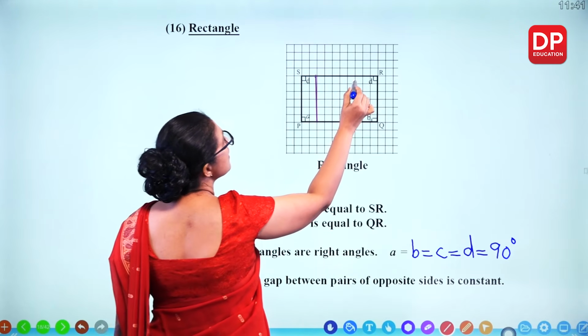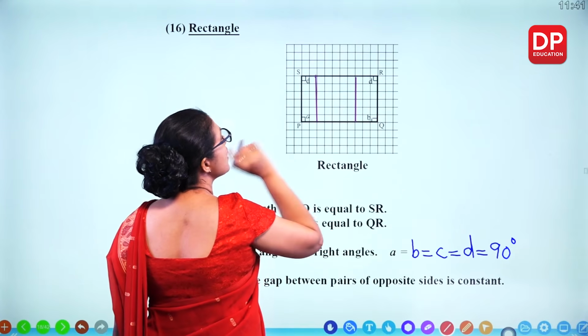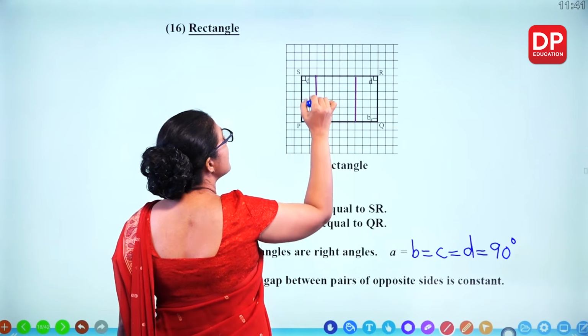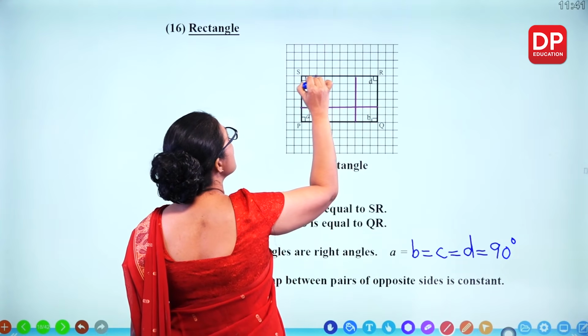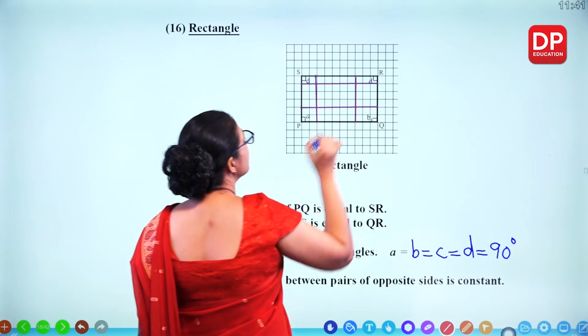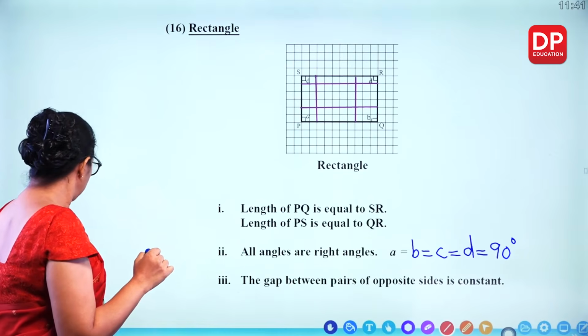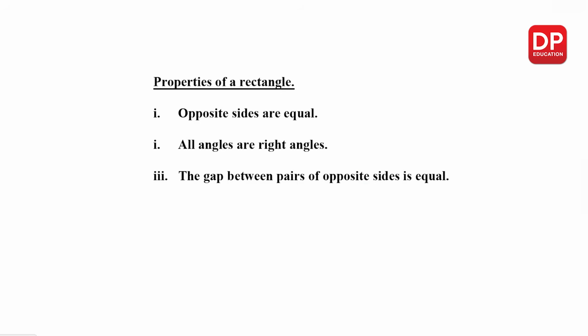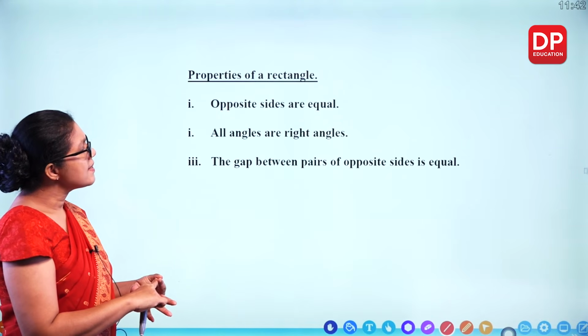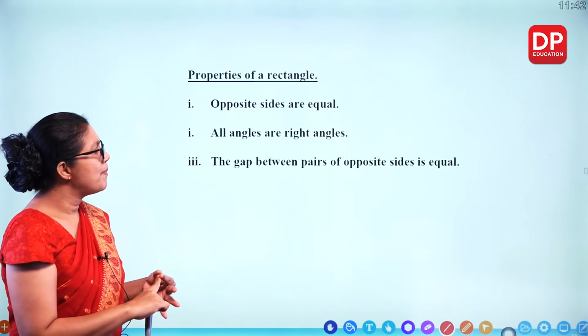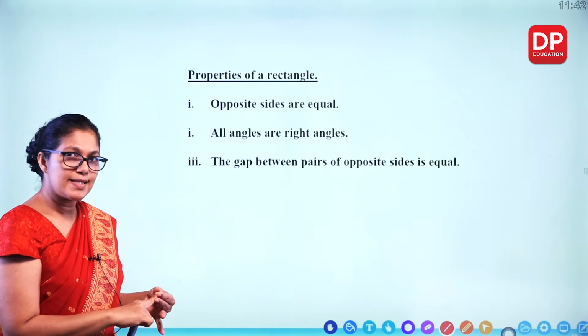Here, this gap is the same as this gap. When you take any gap between opposite sides, this length is the same as this length. So what are the properties of a rectangle? Opposite sides are equal. All angles are right angles, and the gap between pairs of opposite sides is equal.